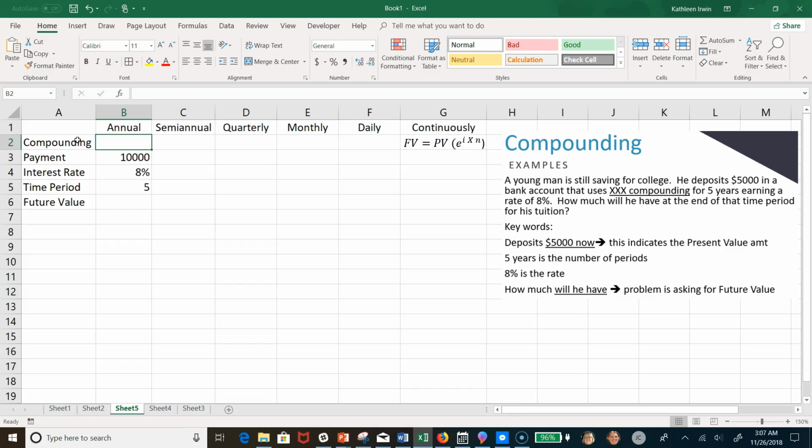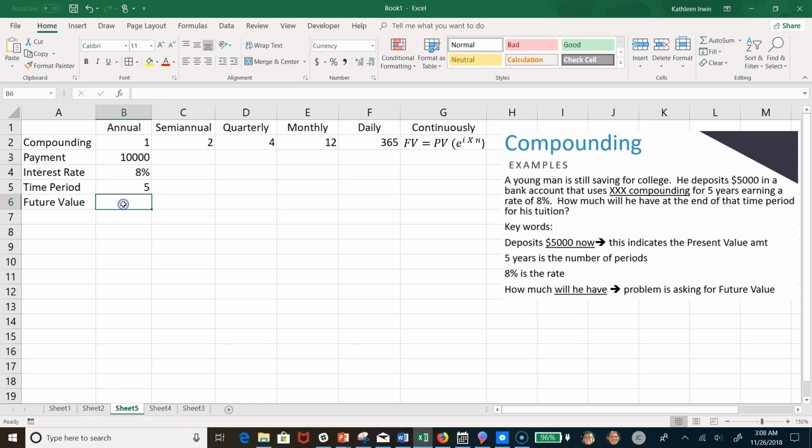And here with annual, we know that the compounding period is 1. With semi-annual, we're going to compound twice. Quarterly, we're going to compound 4 times. Monthly, we're going to compound 12. And daily, depending on what your book tells you, it's going to be 360 or 365. We'll go ahead and use 365.